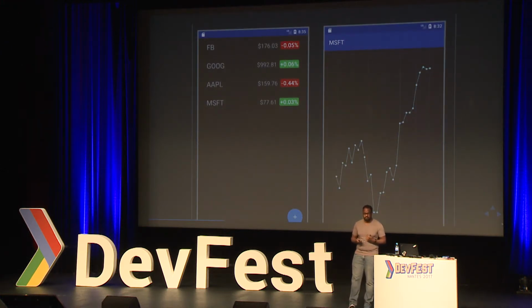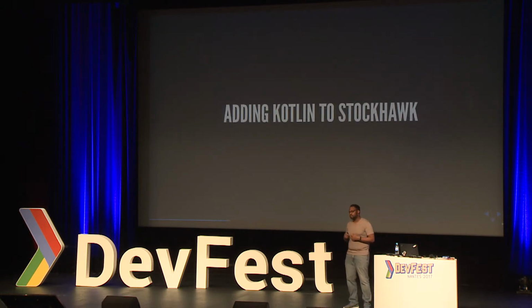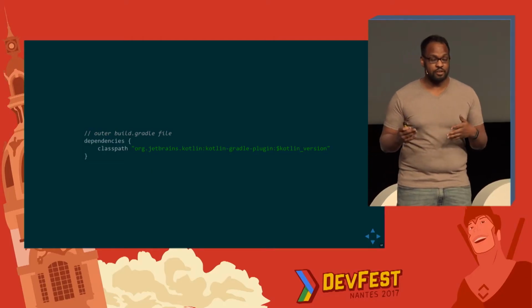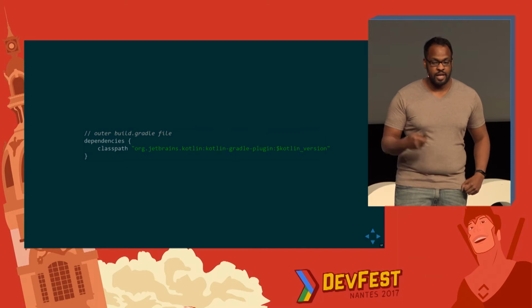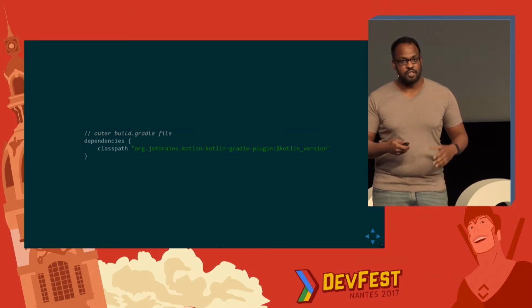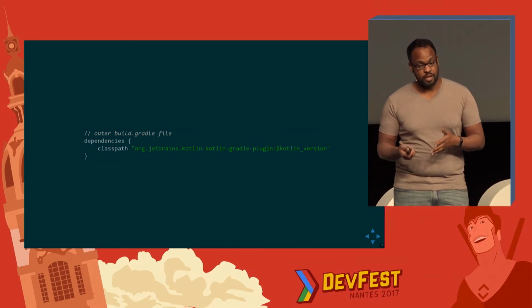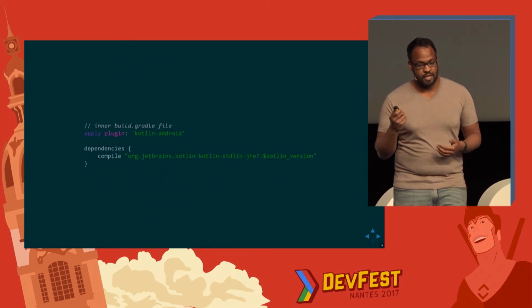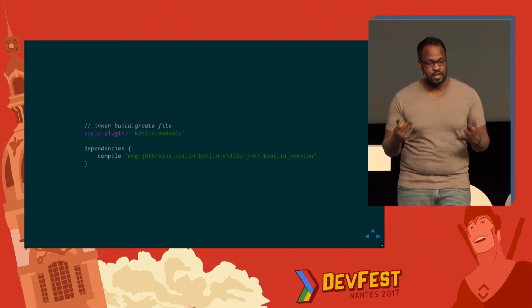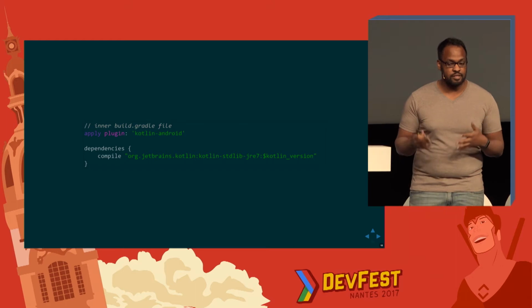So the first thing that I needed to do, and I'll walk over here to be mobile and give these people some love, is add Kotlin to Stockhawk. And you need to actually add it to two parts of your code, your outer build.gradle file and your internal build.gradle file. This is what you need to add as a dependency to your outer build.gradle file, just saying that you are going to use the Gradle plugin with your app. And then in the internal one, you want to apply the Kotlin plugin, and include as a dependency the standard library for Kotlin.